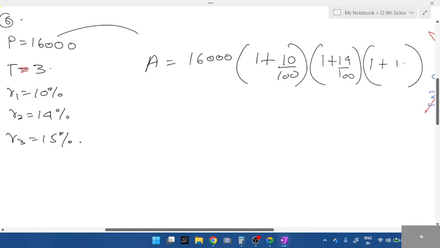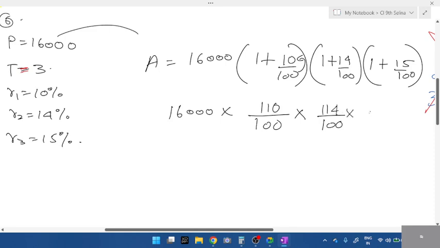1 plus 15 by 100. Here, then you can either reduce and take LCM. If not, take LCM directly, students. What's the LCM you get? 100. See, remember this. Take 100, add with the numerator. 100 plus 10 is how much? 110. What's the LCM for this? Denominator 100, numerator. Next, 115.